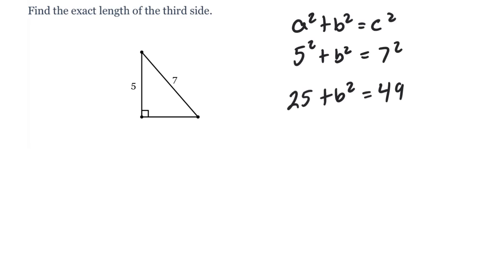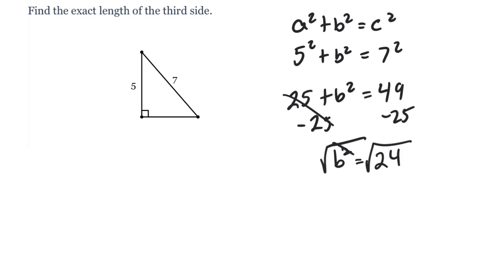We're doing some algebra. So we're going to subtract 25 from each side. And that will have that b squared is equal to 24. Again, since we're looking for the actual distance of this side, we need to now take the square root of b squared and the square root of 24. You have to take the square root because that's how you get rid of the squared part. So it cancels that out. Now we have square root of 24.